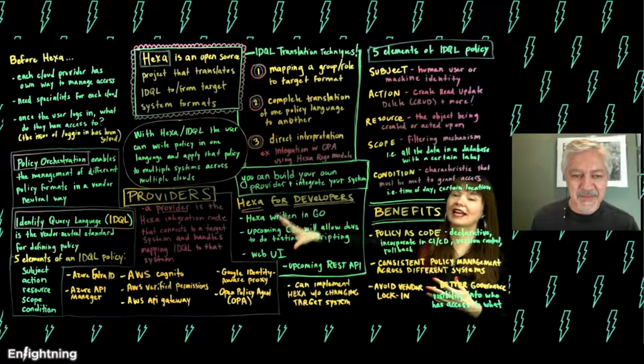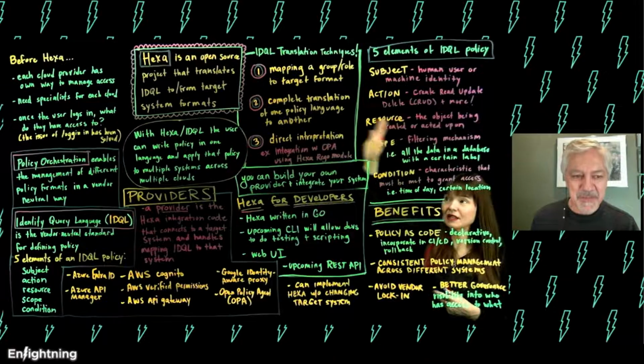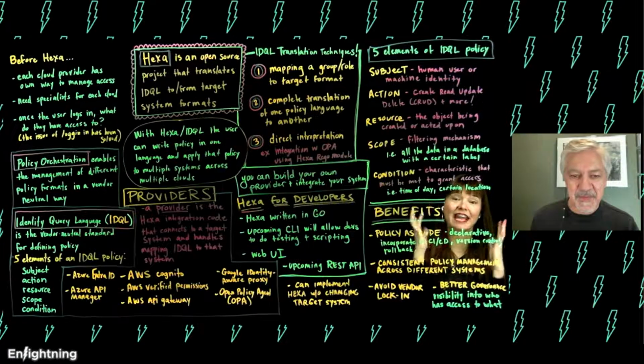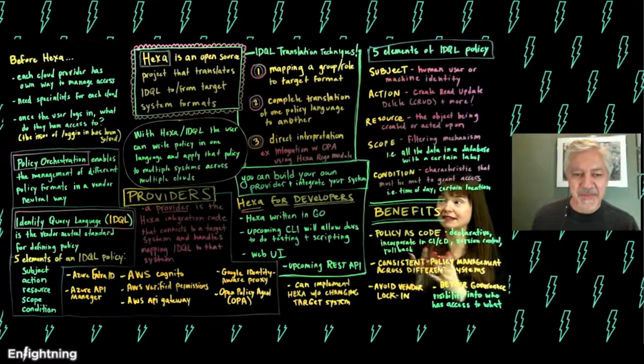So the Identity Query Language is a specification, and Hexa is an implementation of that specification. Perfect. Great, thanks. So with Hexa IDQL, the user can write the policy in that one language, IDQL, and then that policy can be applied to all different systems in an organization. Those systems can be across multiple clouds too. So in multi-cloud, multi-system environments, you write policies in only one place and only one format.